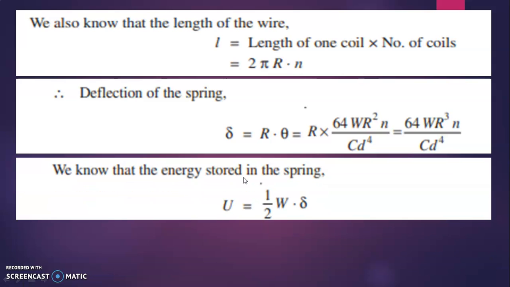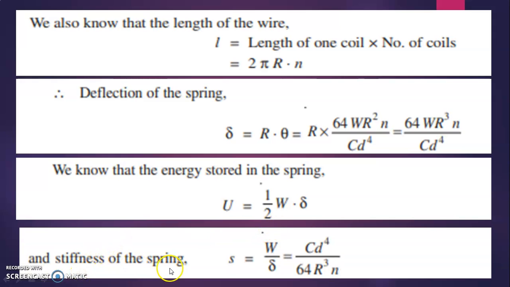Then the strain energy stored in the spring is given by the formula U, that is energy, equal to half into W into delta. U is energy, W is load, and delta is deflection. One more formula is the stiffness of the spring, which is given by W divided by delta. We know delta is equal to 64 W R cube N divided by C d raised to 4. So this W gets cancelled, and stiffness is given by C d raised to 4 divided by 64 R cube N.